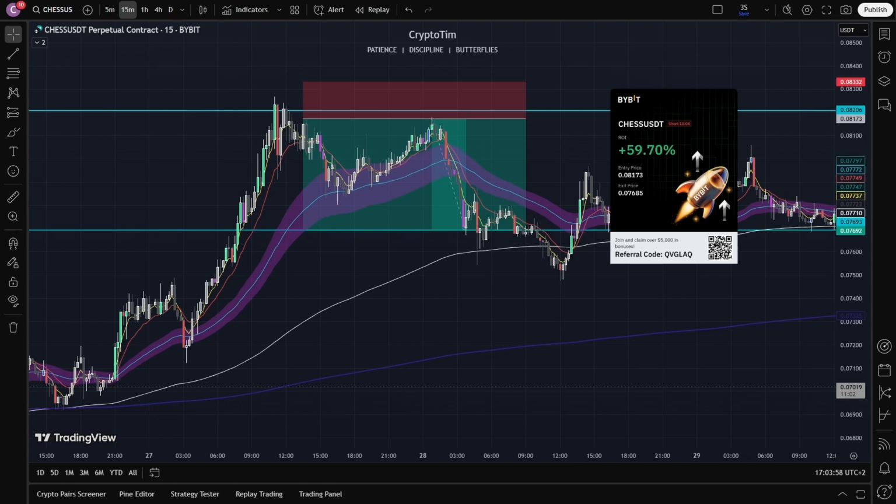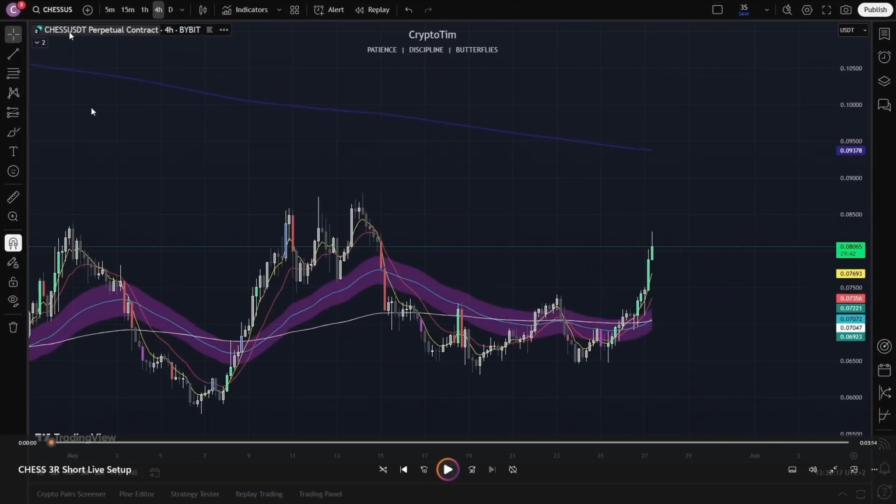Today I'm making another video about this 3R short setup on Chess USDT that I took. I did record my charts live when looking for this setup, so without further ado, let's jump straight into the video. Alright, so now for the actual TA part of the video.